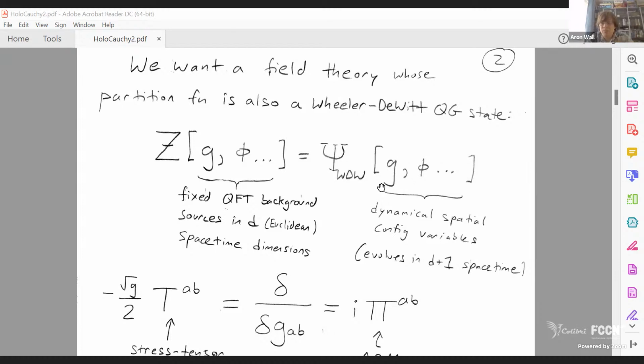We now interpret the metric G as the spatial metric of a theory in D+1 spacetime dimensions. So we think of it as the Wheeler-DeWitt metric of space. So these are configuration variables. And the matter in the theory, the sources on the left-hand side, will now look like matter fields. It could be scalars or fields with spin of various sorts on the right-hand side of this dictionary.